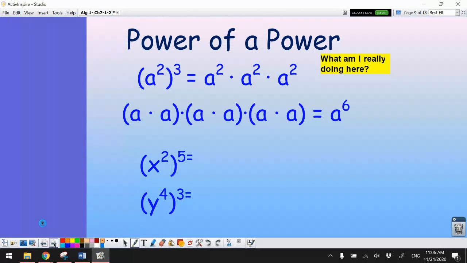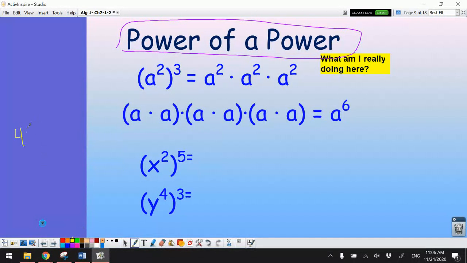Okay, now let's look at our next rule. This one's called power to power, and this one kind of looks like distribution. Because if I gave you something that looks like 4 with a 2x, you would multiply 4 times 2, and that would give me 8x, right? So this time, I have parentheses, and I have something that looks similar to distribution. So let's see what we're saying here.